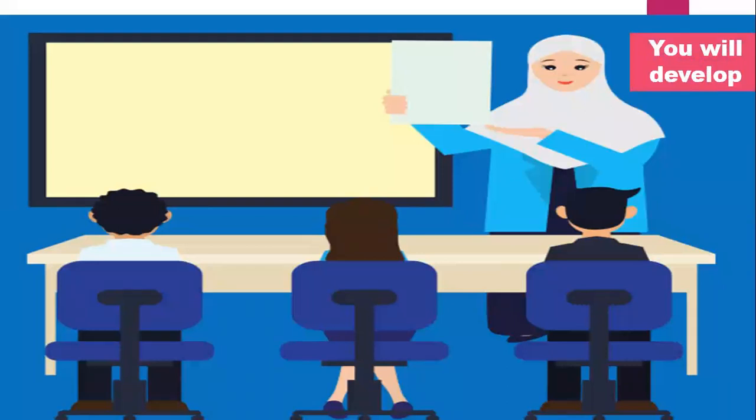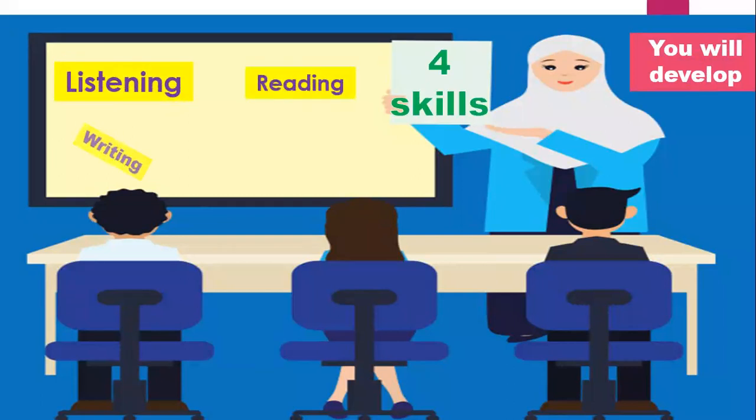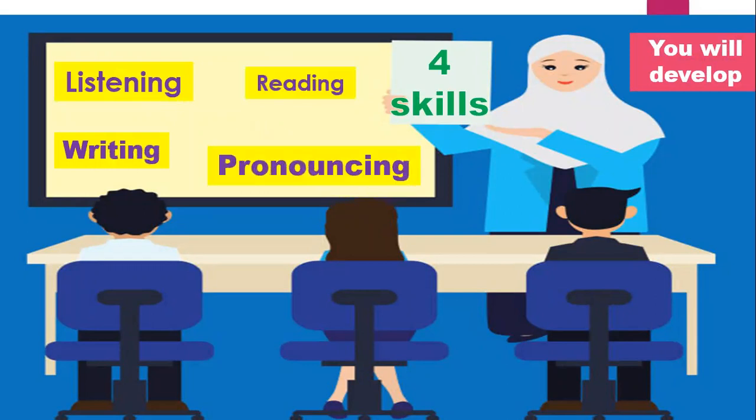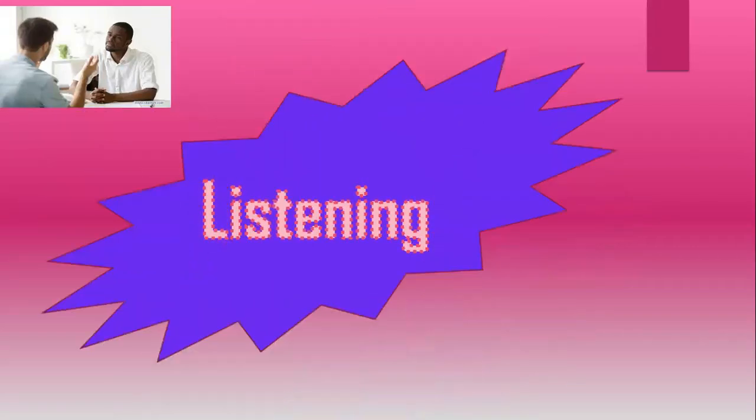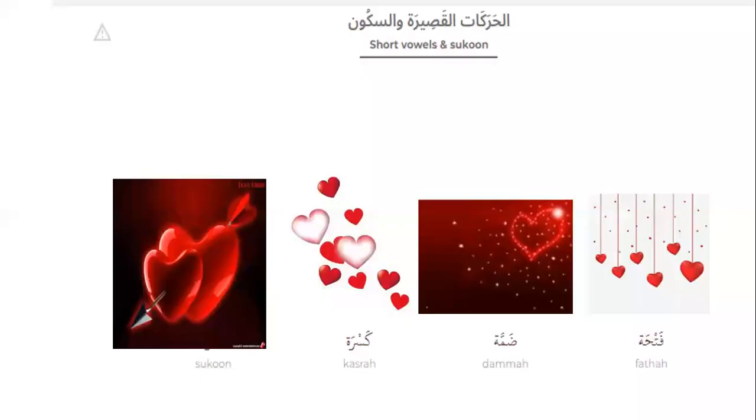You will develop four skills from this lesson. Skills: listening, reading, writing, and pronouncing. Let's start with listening. Ra with short vowels and sukun. Please listen to the sound of ra with short vowels and sukun. Can you remember short vowels? Yes, fatha, dhamma, kasra. These are short vowels.